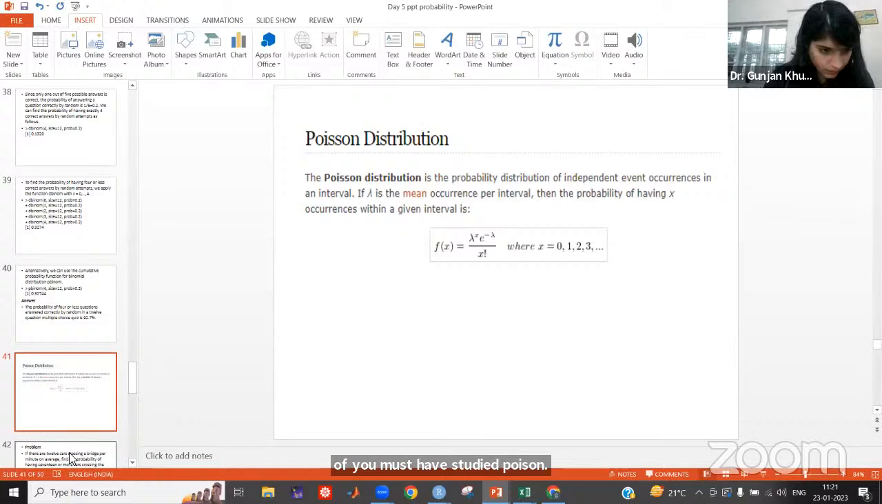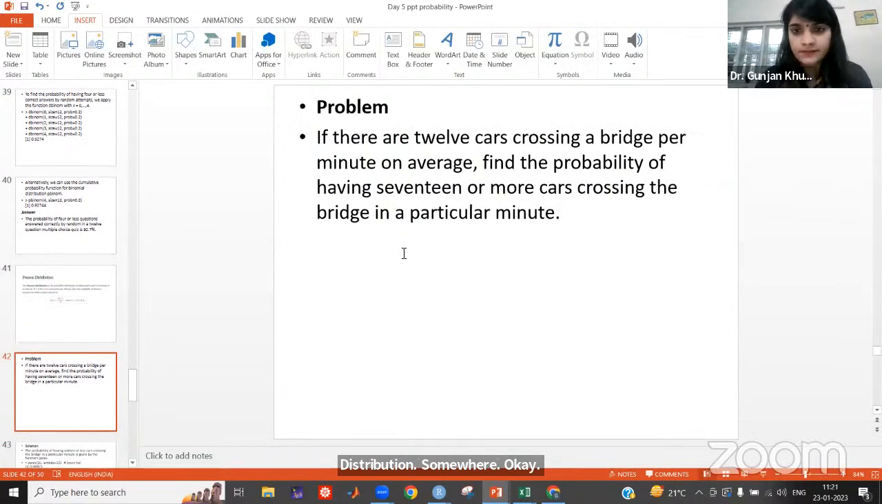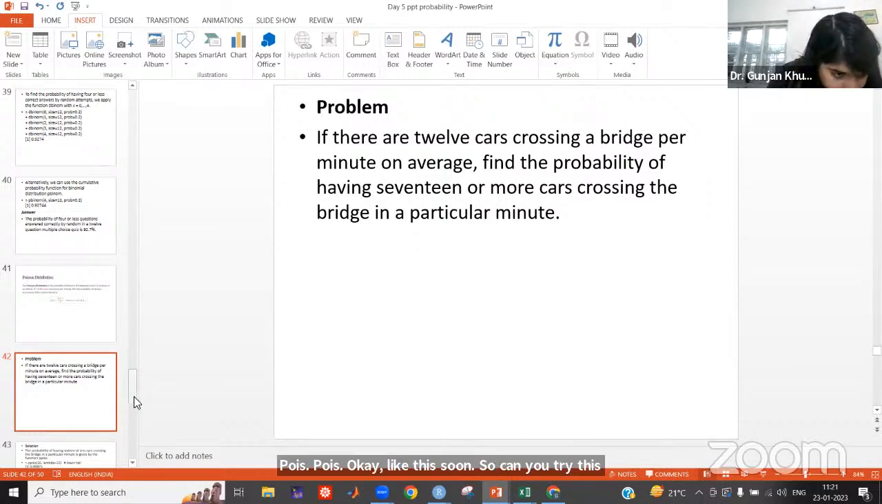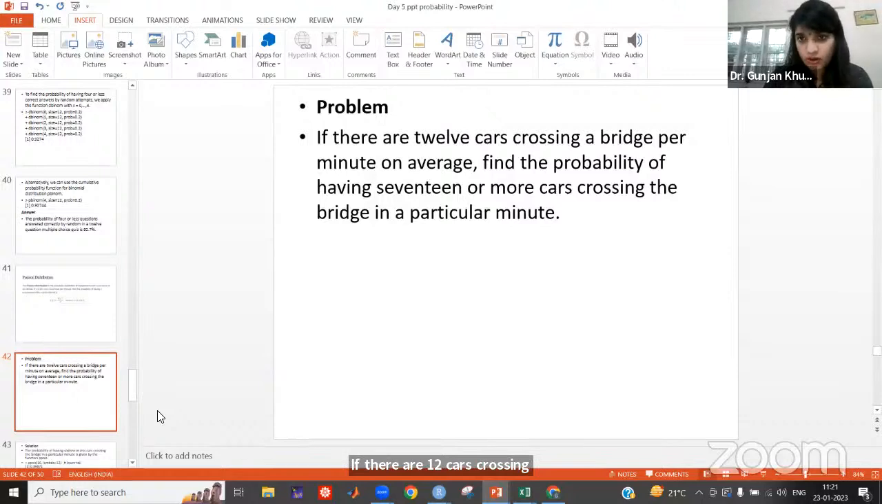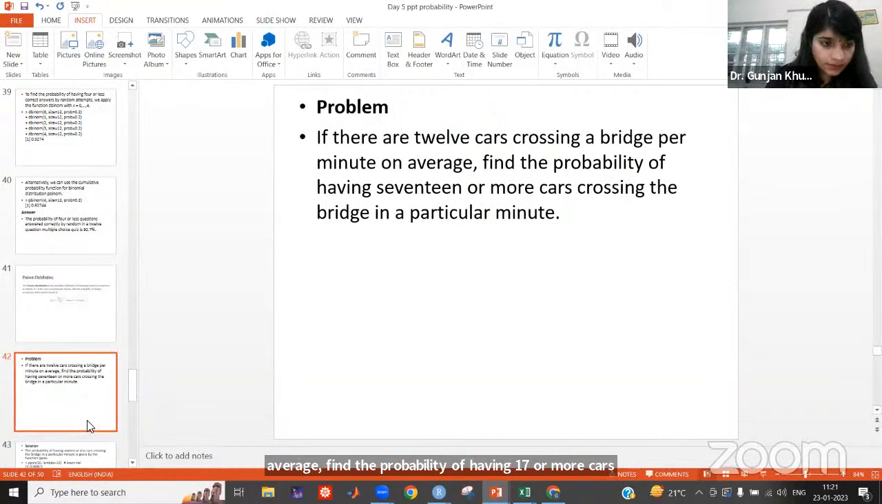Okay, so all of you must have studied Poisson distribution somewhere. Let us try to do this question. All the functions, P binom, so P pois, like this only. Can you try this? Problem 17: if there are 12 cars crossing a bridge per minute on average, find the probability of having 17 or more cars crossing the bridge in a particular minute.